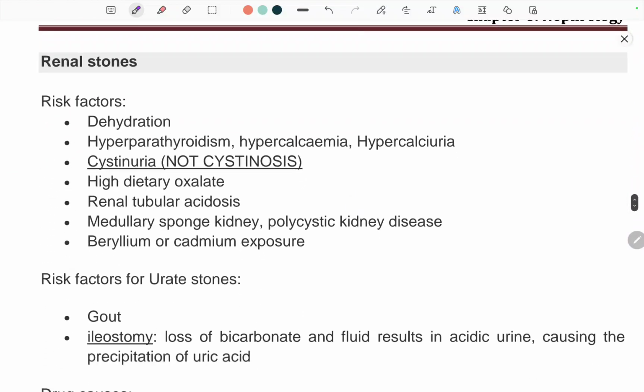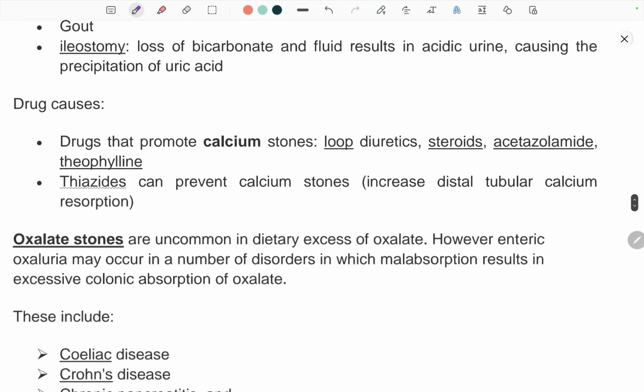Now, renal stones. Risk factors include dehydration, hyperparathyroidism, hypercalcemia, hypercalciuria, cystinuria, not cystinosis, high dietary oxalates, renal tubular acidosis, medullary sponge kidney, polycystic kidney disease, and beryllium and cadmium exposure. Risk factors for urate stones are gout and ileostomy, where loss of bicarbonate and fluid results in acidic urine causing precipitation of uric acid. Now, the drugs that promote calcium stones are loop diuretics, steroids, acetazolamide, and theophylline. Thiazide can prevent calcium stones by increasing distal tubular calcium resorption.